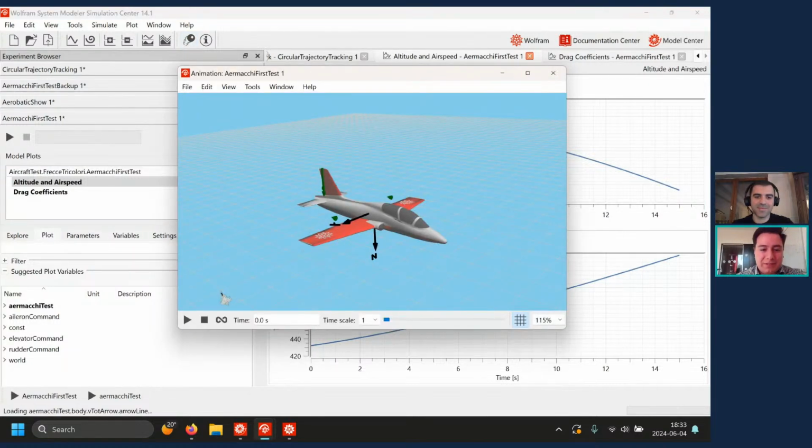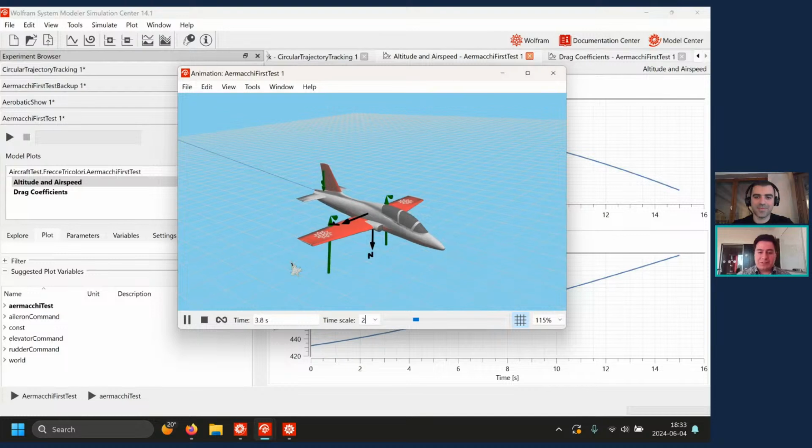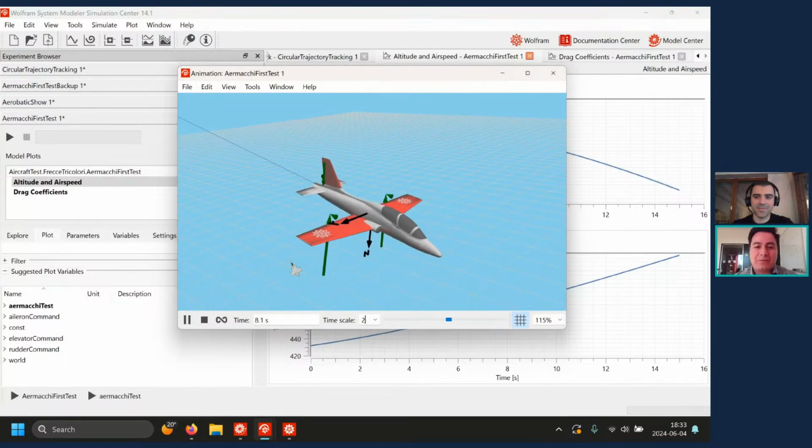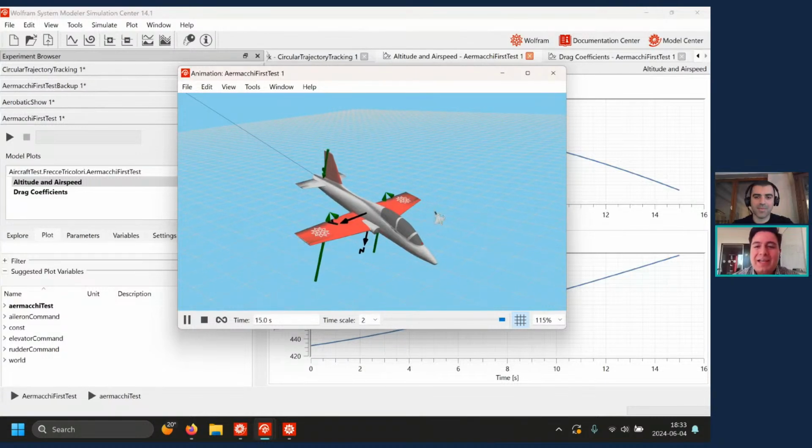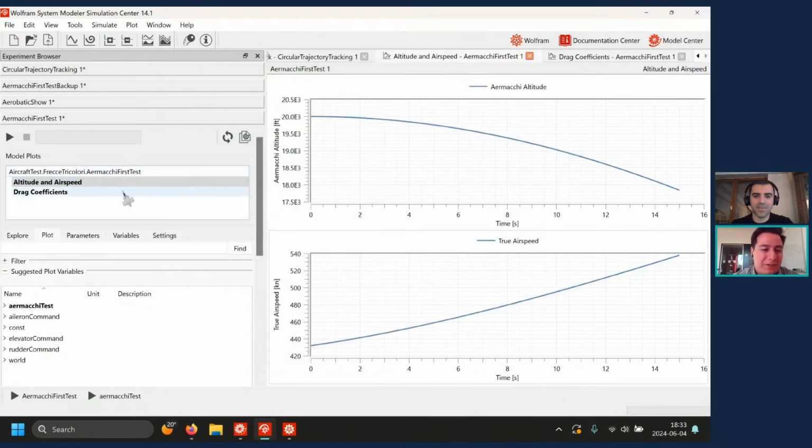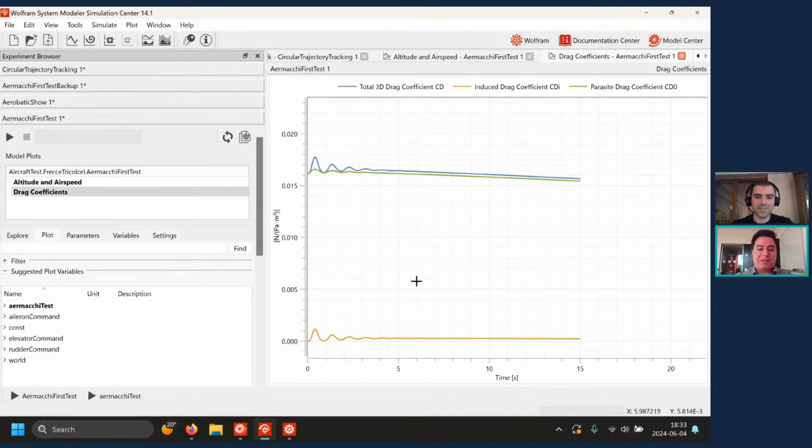Here is the airplane. And then if we, of course, put it a bit fast, now we see some of the forces generated on the wings. And of course, it's going down because there's no pilot over there. And you can, of course, plot a lot of things. For example, the drag coefficients that it might be estimating.